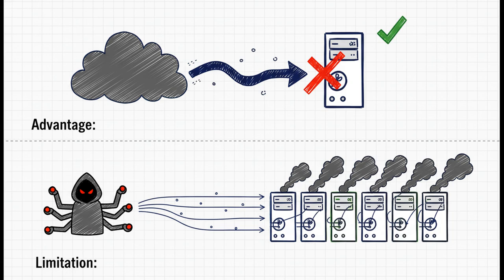But a really sophisticated attacker could just spread out their requests across hundreds of different servers, essentially flying under the radar of each individual server's limit.